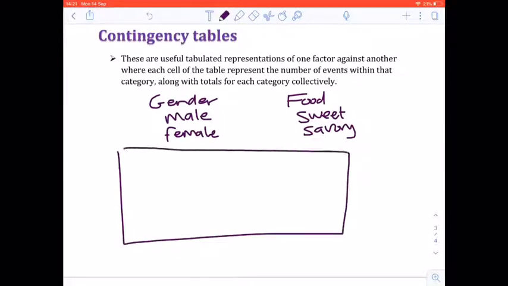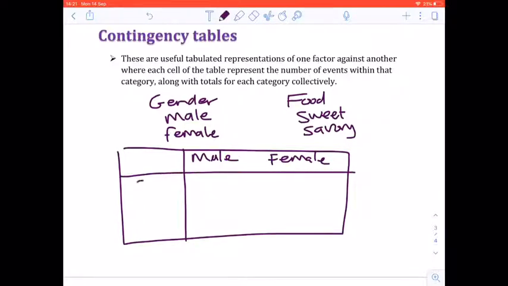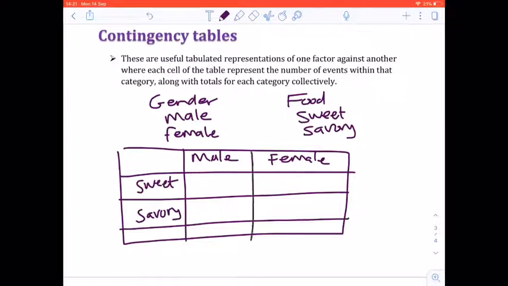On the top we would have one of the categories, so let's say male and female, our gender. And then on the side we would have our other categories, which would be food, sweet and savory. And then what we also have are our totals. We have a column here as well for our totals.